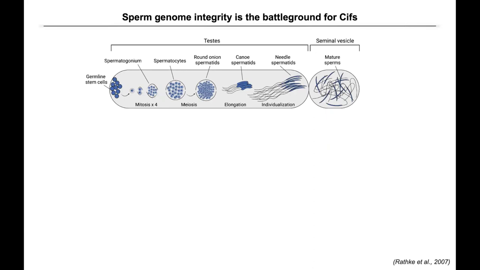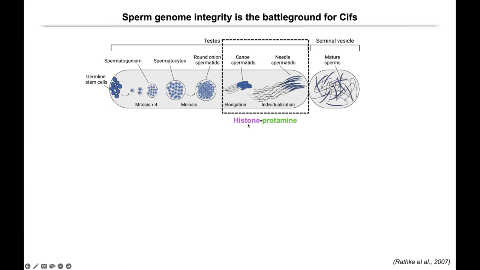Now, we know the localization and how and when they interact with the sperm nucleus, but what exactly are they doing to modify the paternal chromatin integrity? In order to understand that, I will take you down the path of the sperm genome integrity process, which happens across the canoe and the needle stage.